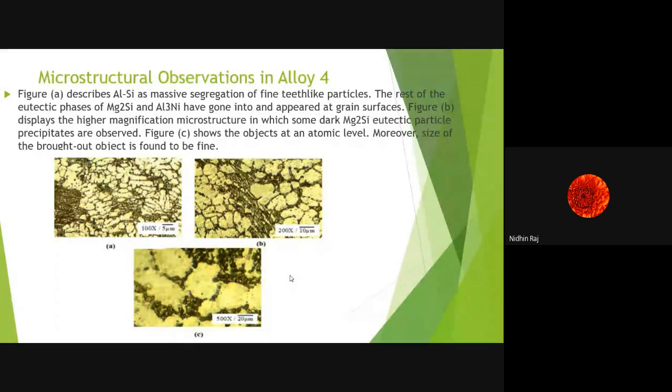Now the rest of the eutectic phases of Mg2Si and Al3Ni have gone into and appeared at grain surfaces. Now figure B represents the higher magnification microstructure of the same, that is 200x. In this you can see that some dark Mg2Si eutectic particles precipitates can be observed.